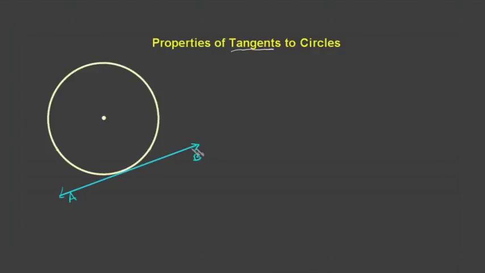Now, if this line AB intersects the circle at only one point, or if it touches the circle at only one point, then this line AB is called the tangent. So this is the tangent line. Now, the point where the tangent line and the circle intersect is called the point of tangency. So this point here is the point of tangency. Now let's explore some properties of tangents to circles.